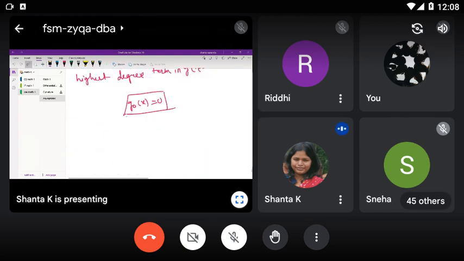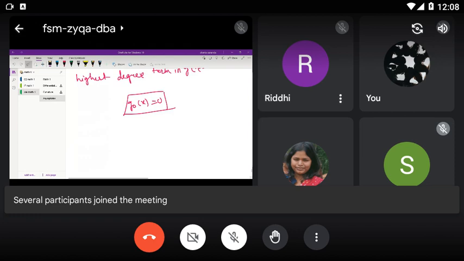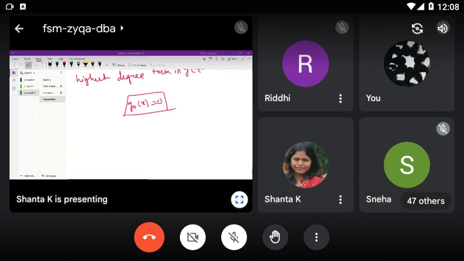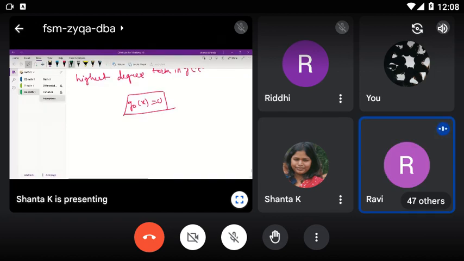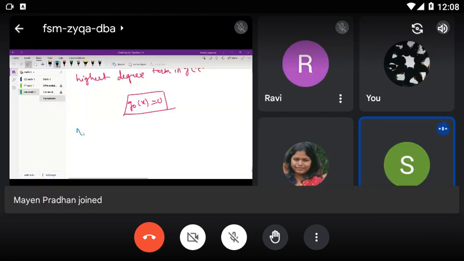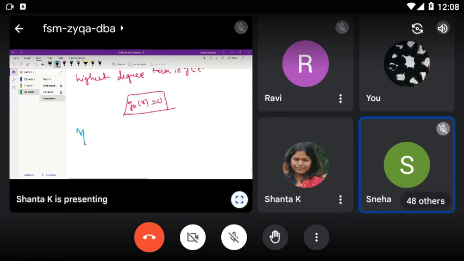And there is one thing, what is the maximum number of asymptotes? Any idea? Maximum number of asymptotes? Ma'am, number of order. Order? What is the order? Order of the function g naught x.